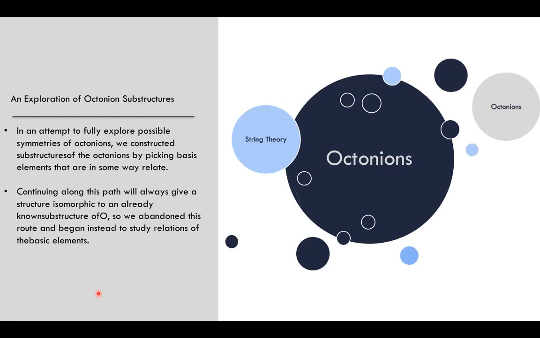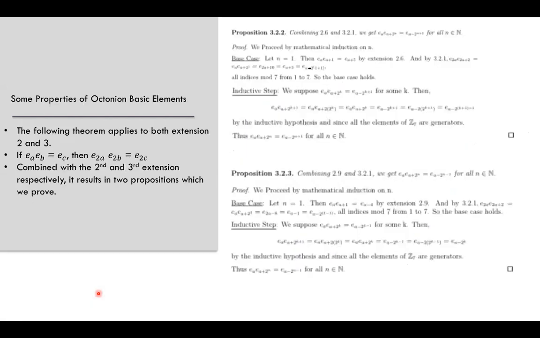So we found this route to be not very, what's the word, illuminating. So we went on to instead look into this very nice theorem: if E sub A, E sub B equals E sub C, then E sub 2A, E sub 2B equals E sub 2C. This theorem gave us these two propositions when we combined that theorem with extension 2 and with extension 3.